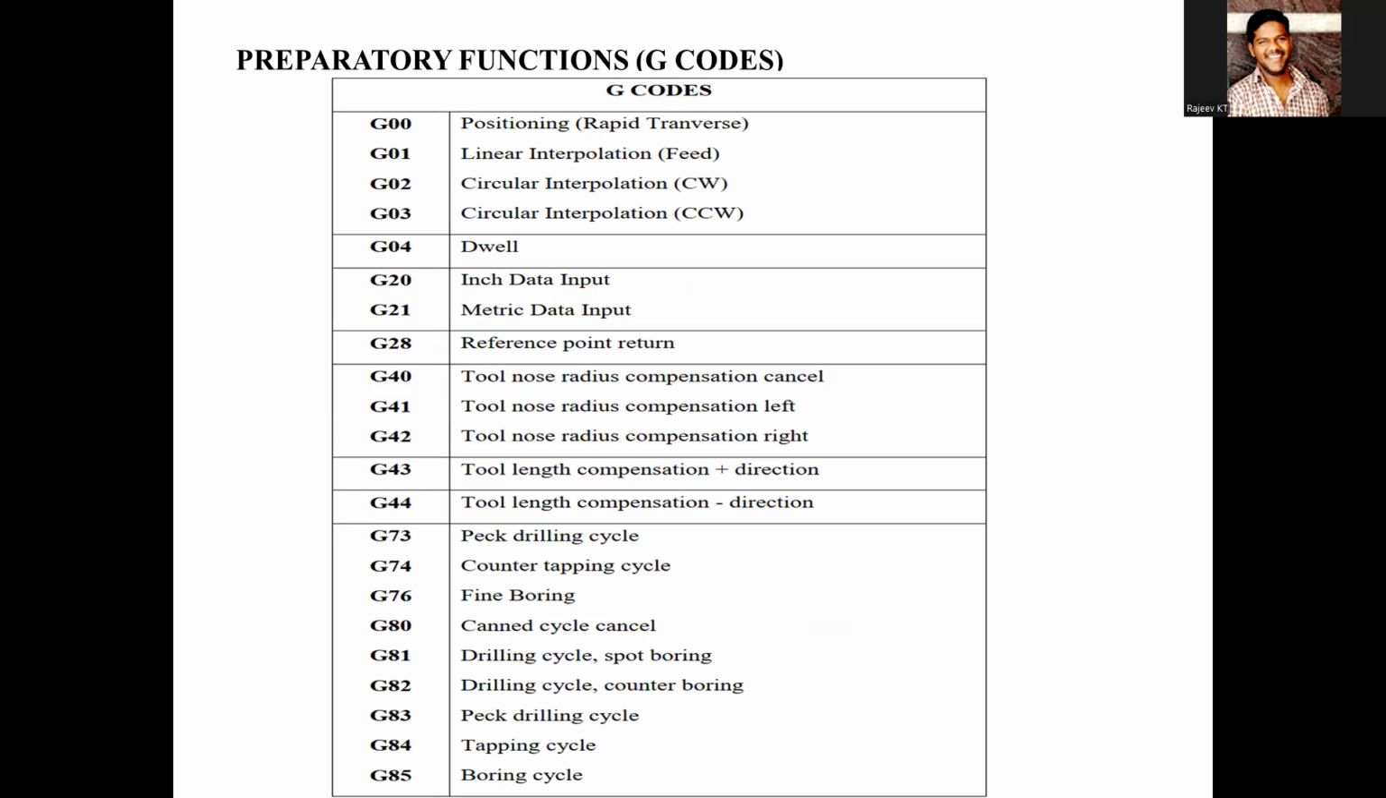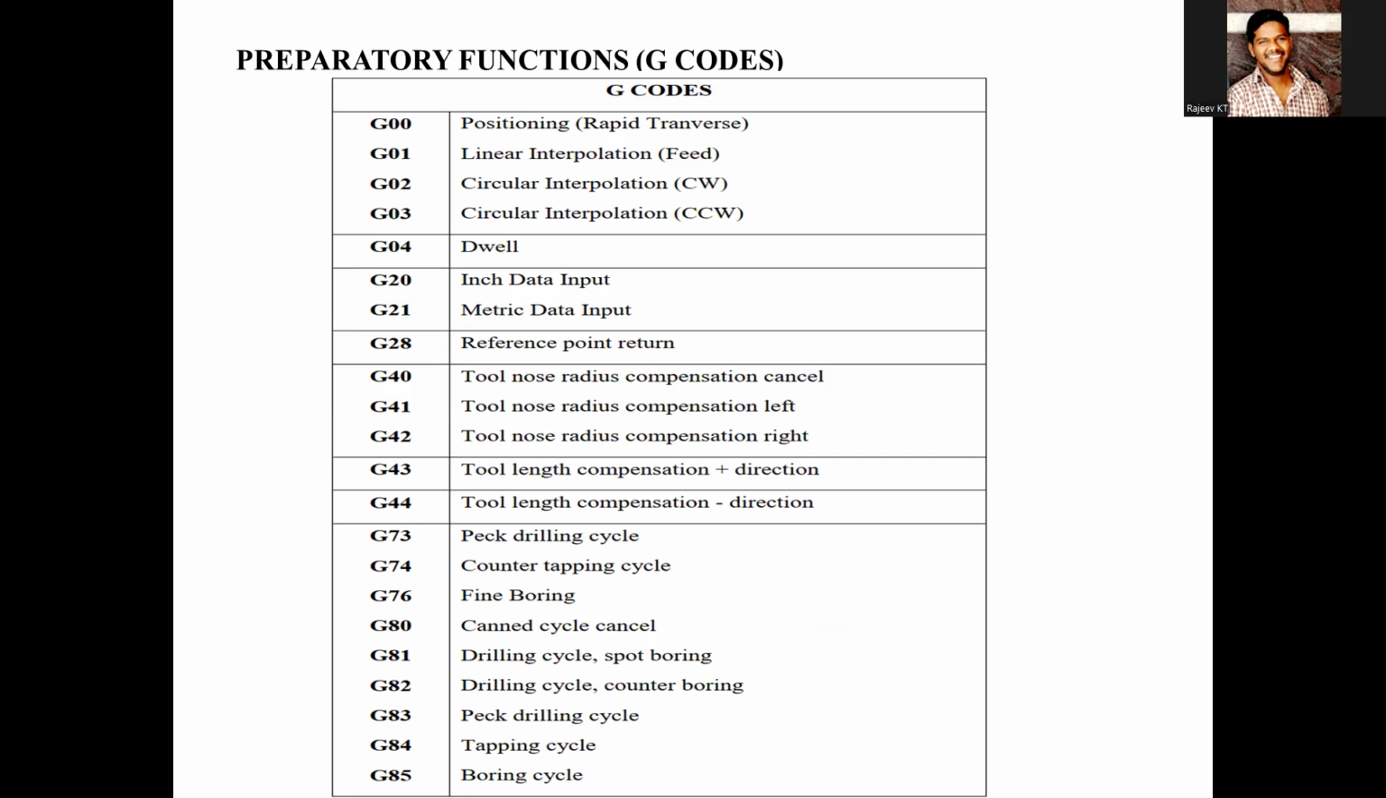Next, we should know what the functional codes are. So: preparatory functional codes, machining codes, and miscellaneous codes. These are the codes we come across. In that, G codes are called functional codes. Functional code means what type of function it has to perform.